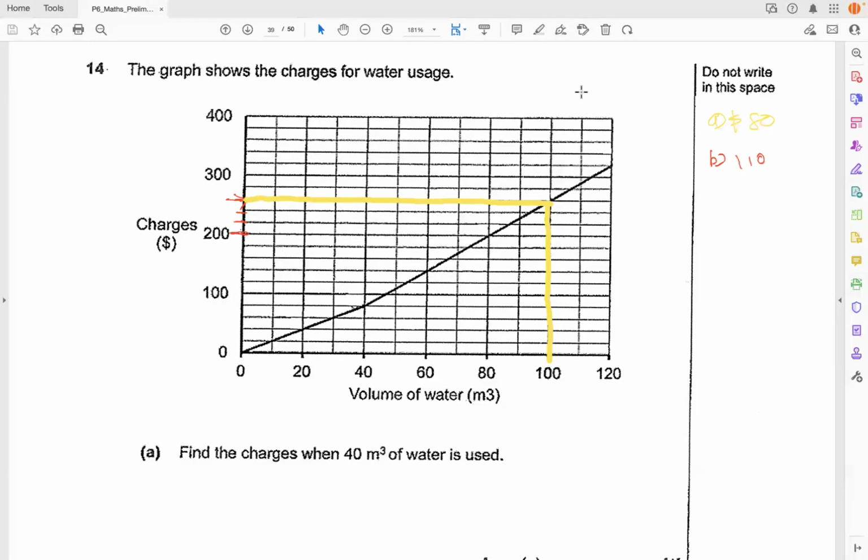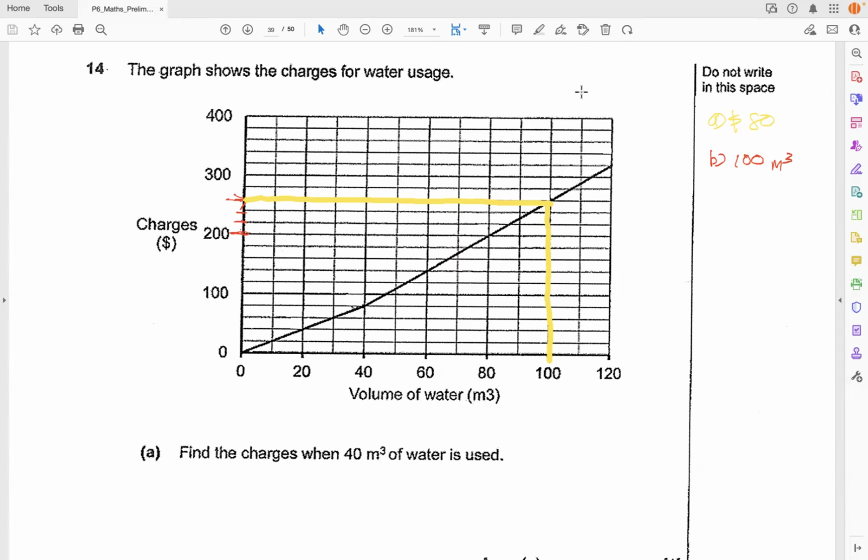Sorry, write the unit correctly. Make sure you write the correct unit: 100 meter cube. Units are very important, because this question has no answer area that gives you the unit, so you better write the unit correctly. Don't go and write $100.